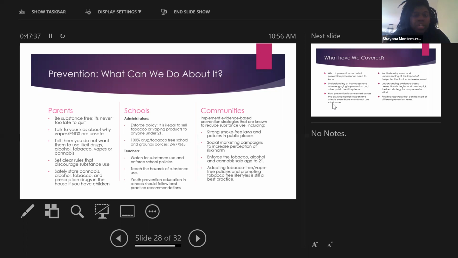Within our communities, we can implement evidence-based strategies such as smoke-free laws. I'm not that old, but I remember back when people could smoke in restaurants. And now it's been made policy that a lot of times you can't smoke in a restaurant. That is due to policies put in place to make smoke-free public places and to increase the perception of risk of tobacco use. We can also enforce tobacco, alcohol, and cannabis sales up to the age of 21, which tobacco and alcohol are at that level, as well as adopting tobacco and alcohol-free policies and promoting those lifestyles.